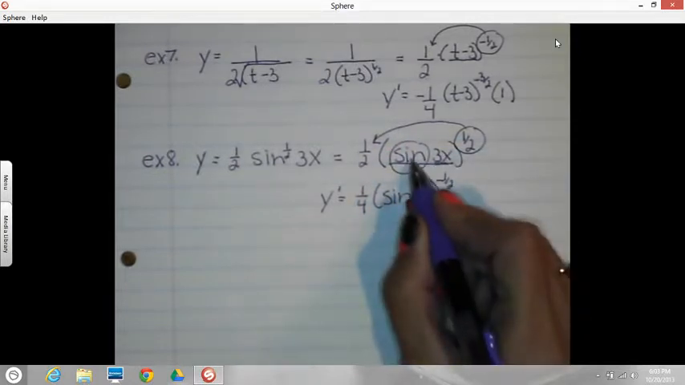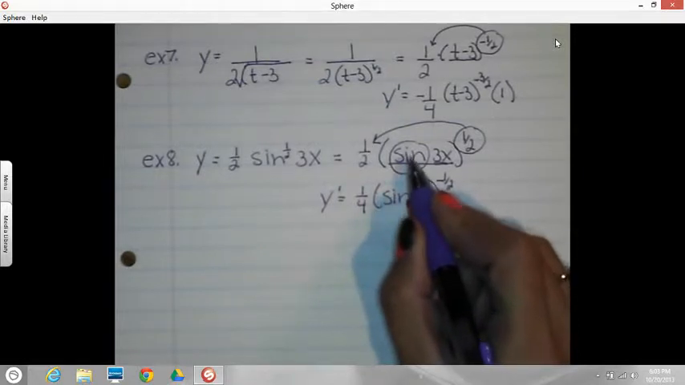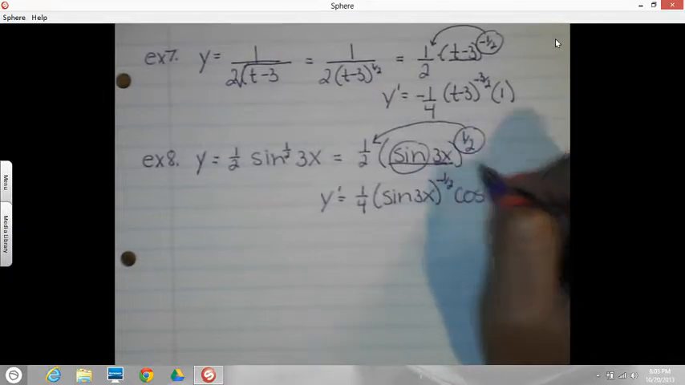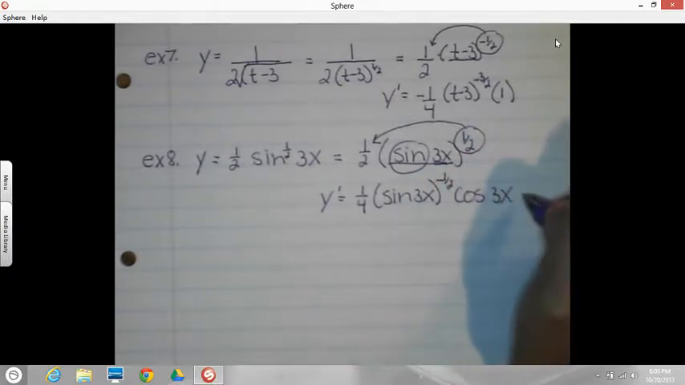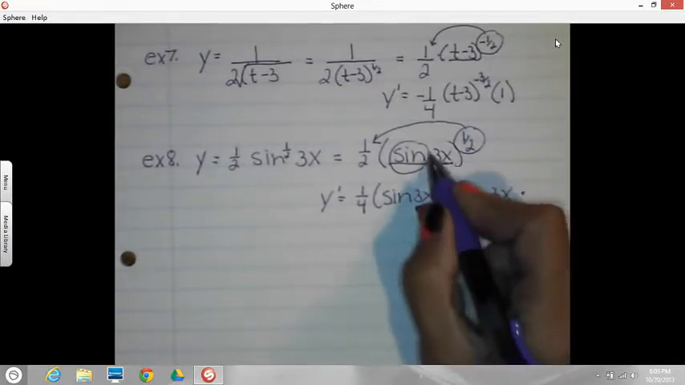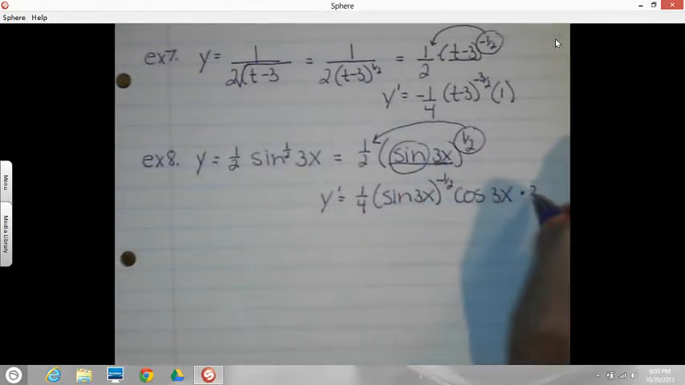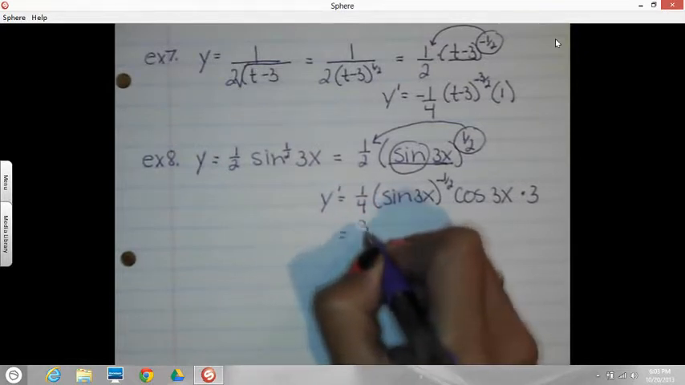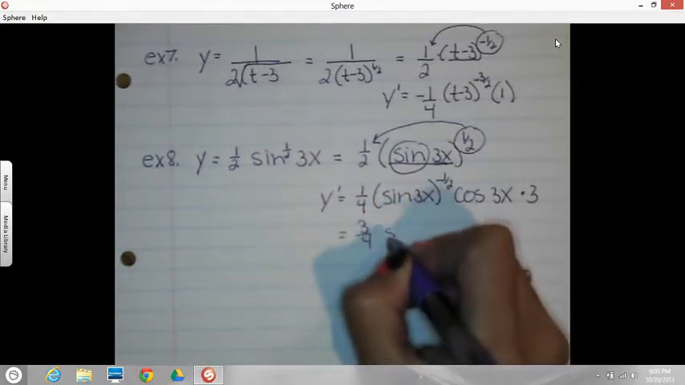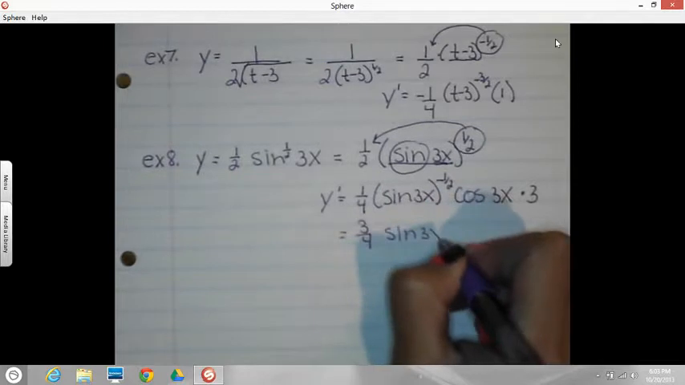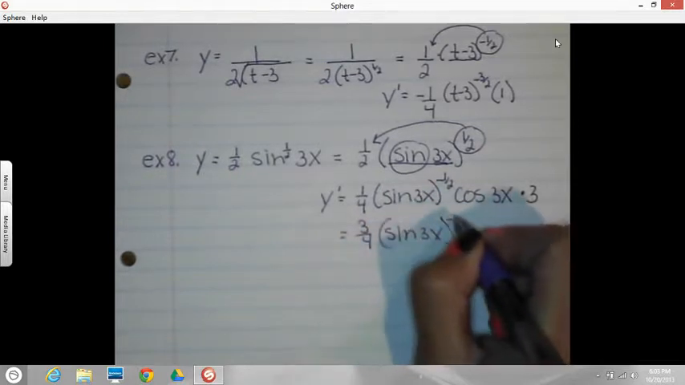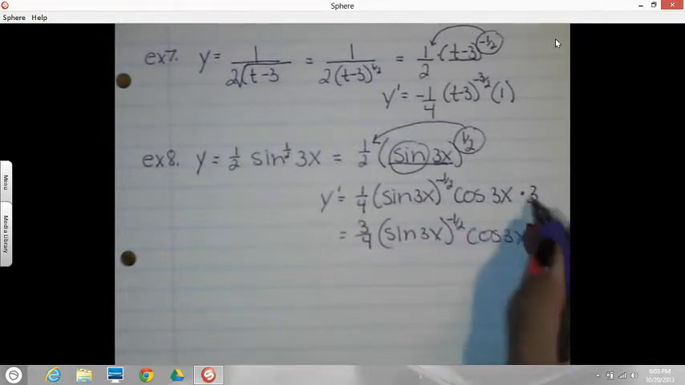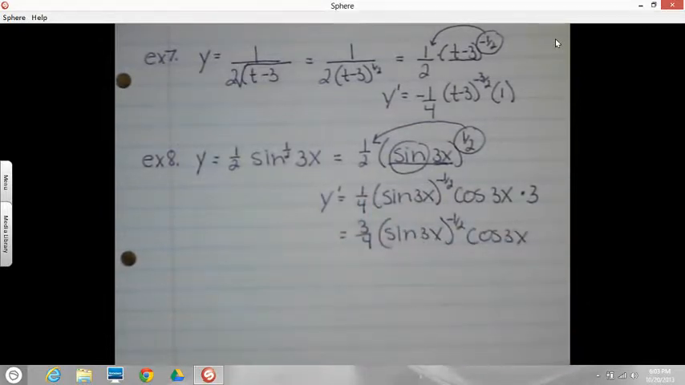So, starting with the outside trig function, the derivative of sine is cosine 3x, times the derivative of the angle, derivative of 3x is a 3. So this 3 should come to the front and make 3/4 sine 3x to the negative 1/2 cosine 3x. So I'll bring something to the front if it's going to combine with something that's already up there.